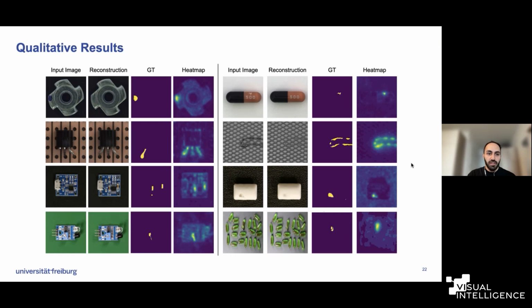And there are also some qualitative results. You can see the anomalies are reconstructed, and hence they are segmented. And here we also have the ground truth, so you can compare the ground truth with the estimated heat map. And also we have the input image and then the reconstructed image, so you can see the quality of the reconstruction.